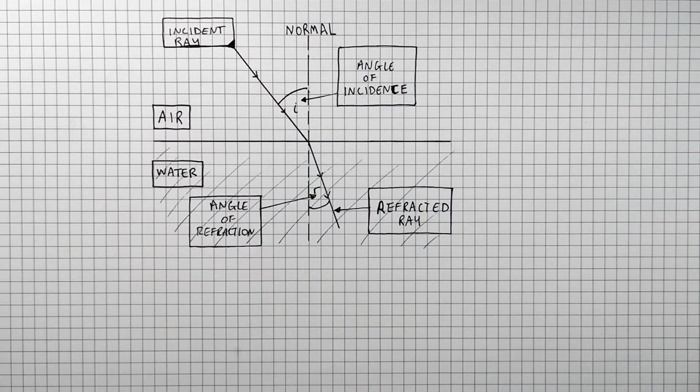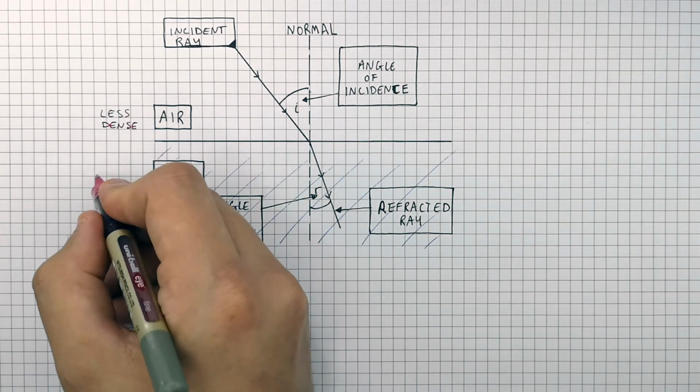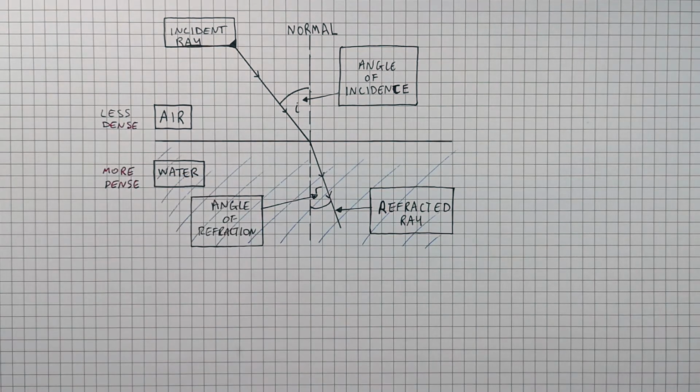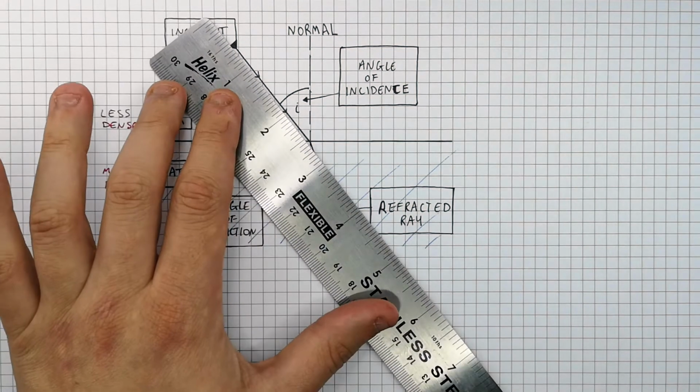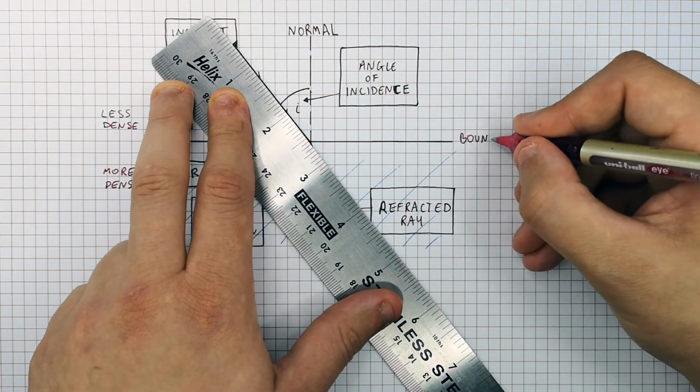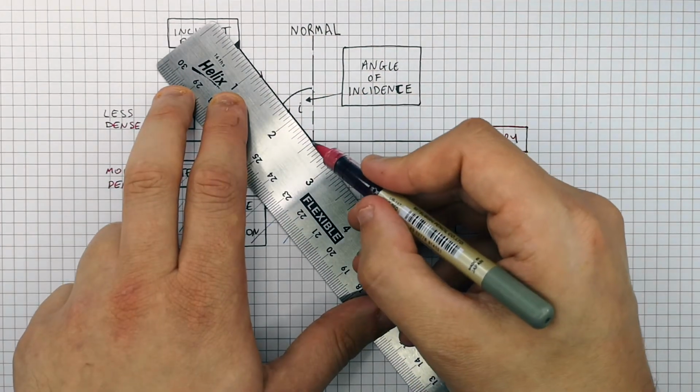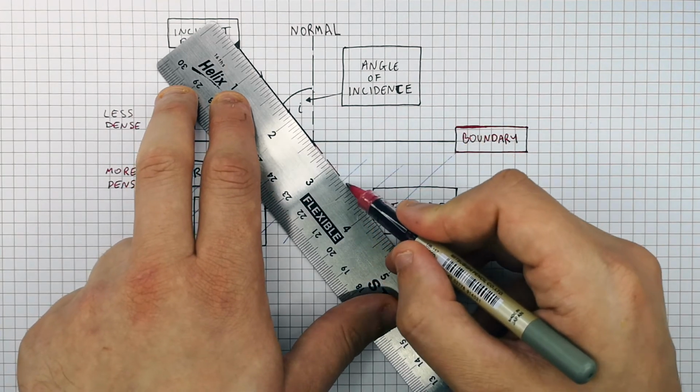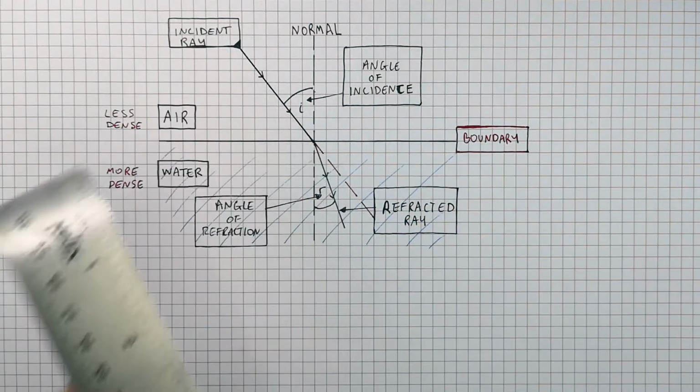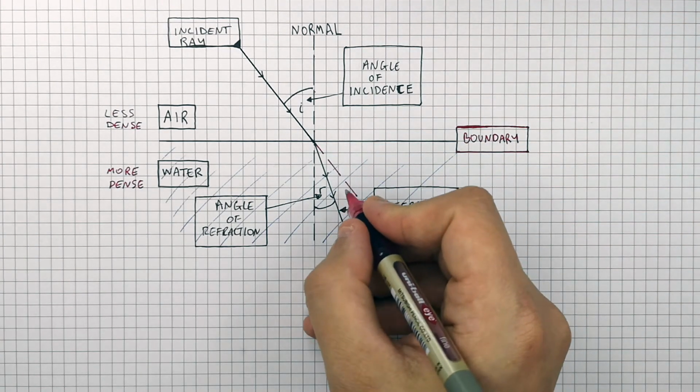In this case, the light bent towards the normal. This is because light entered from a less dense material into a more dense material. Air is less dense than water. So if the incident ray, when it got to the boundary, didn't refract without bending, it would just continue on in a straight line. However, light doesn't behave like this.